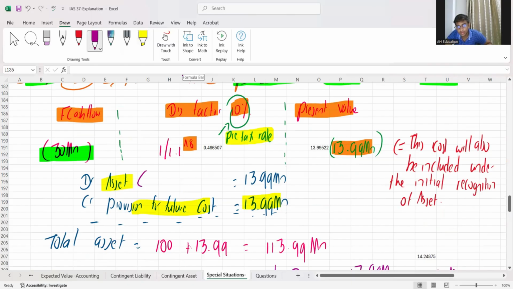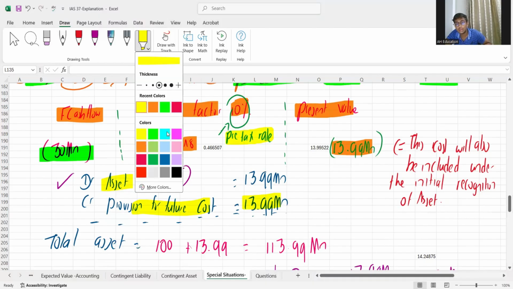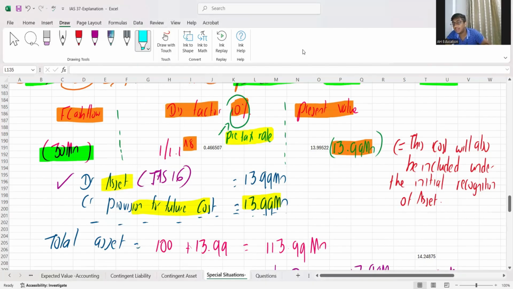Now this, we have learned under IAS 16. Under the initial cost recognition of an asset, you can recognize future dismantling cost. So debit property, plant and equipment by 13.99 million and credit your provision for future cost by 13.99 million. If you don't remember, please go and revise your IAS 16 standard.